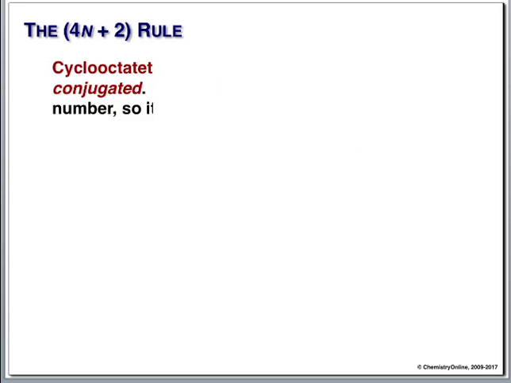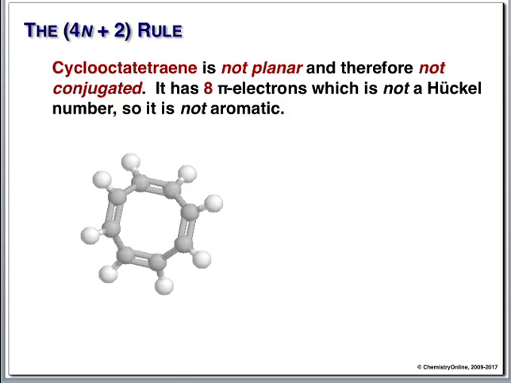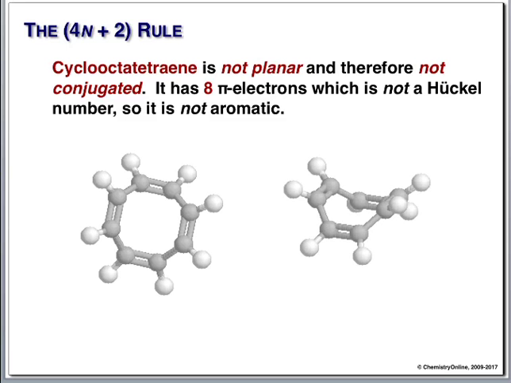Let's look at cyclooctatetraene. First of all, it has 8 pi electrons, 2, 4, 6, 8. That's not a Huckel number, is it? It's also not planar. Now, as you look at it this way, you can't really tell that it's not planar. And you could easily draw this thing like a stop sign and pretend it was. But in fact, it looks like a basket. And because it looks like a basket, and because it has the wrong number of pi electrons, this is not an aromatic compound.